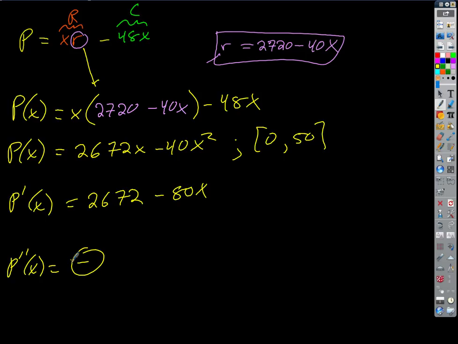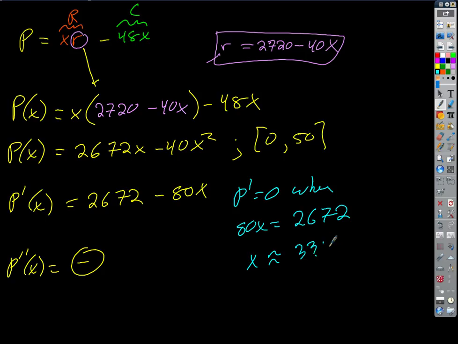So then, when does p prime equal 0? When 80x equals 2672. So what's x roughly equal to then? 33.4. It's exactly 33.4. Yeah.